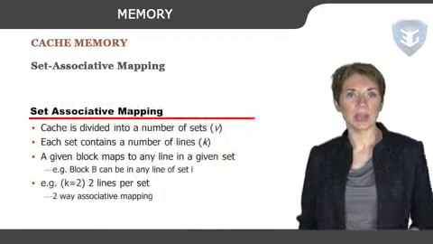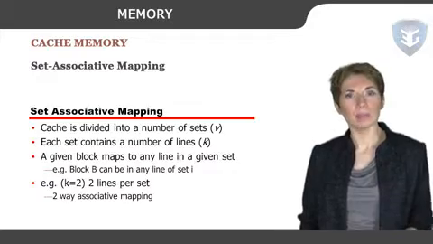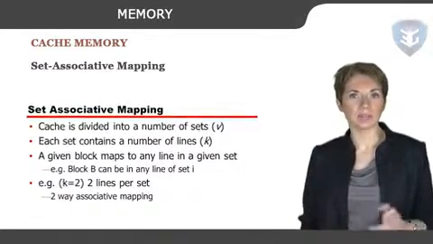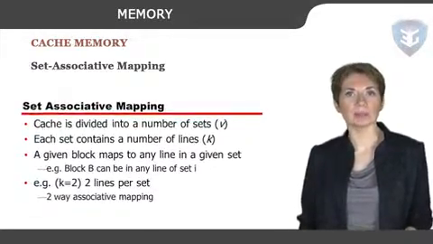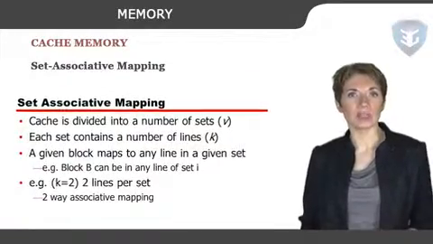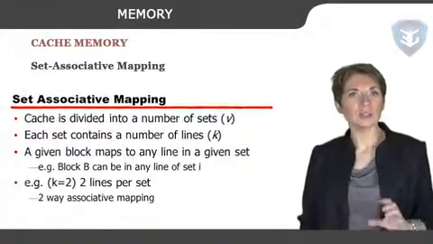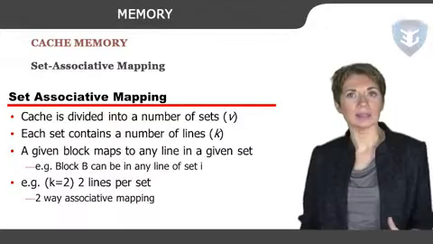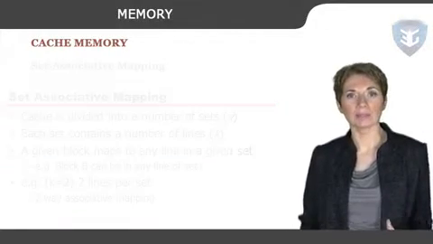Set associative mapping. This type of mapping is designed to utilize the strengths of the previous two mappings while minimizing the disadvantages. The cache is divided into a number of sets containing an equal number of lines.